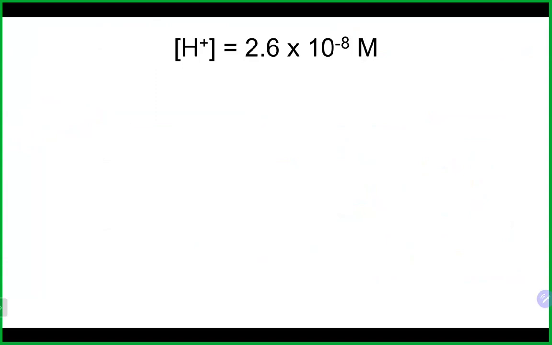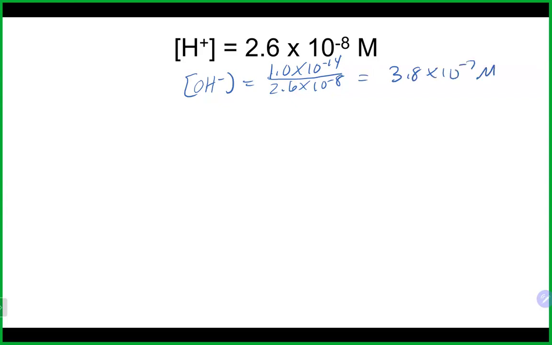Let's take a look at this one. Here again, we have the H plus, which means we're going to do our OH minus, is our 1 times 10 to the minus 14, which is our constant number, divided by 2.6 times 10 to the minus 8. Once again, we want to make sure we punch it in correctly. 1 exponent negative 14 divided by 2.6 exponent negative 8, going to give us 3.8 times 10 to the minus 7 molar in this particular case.